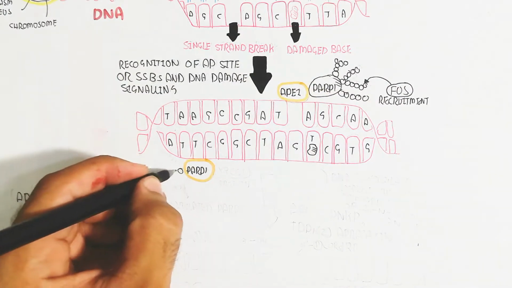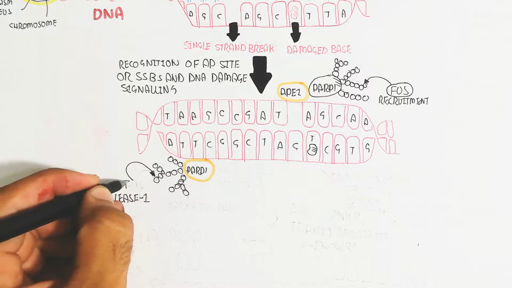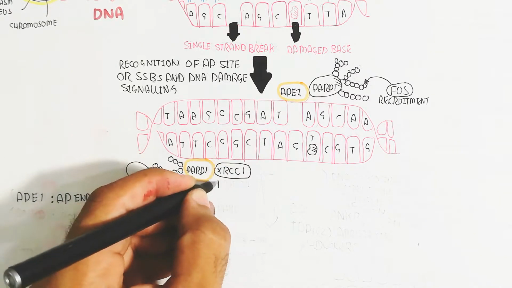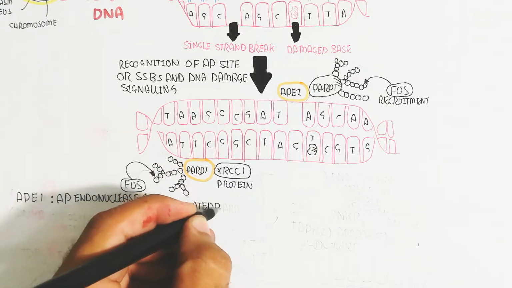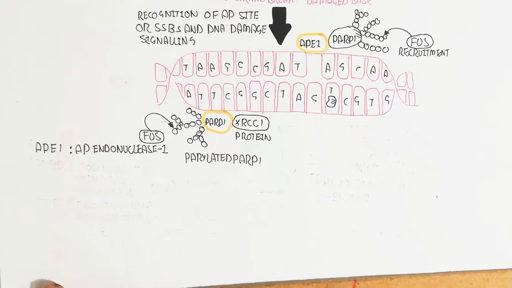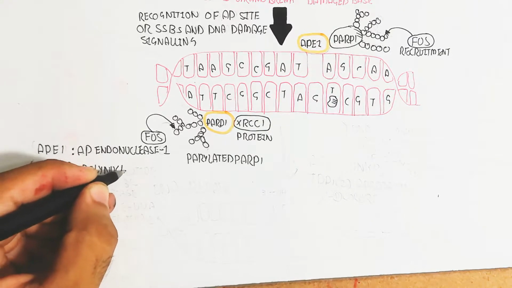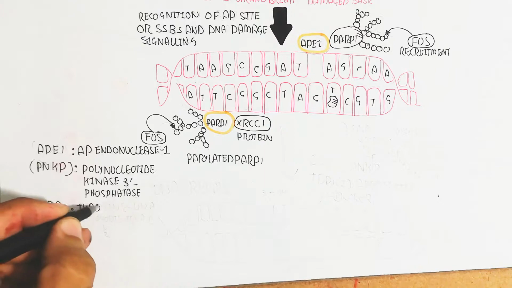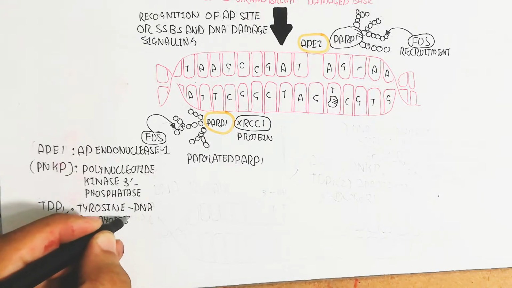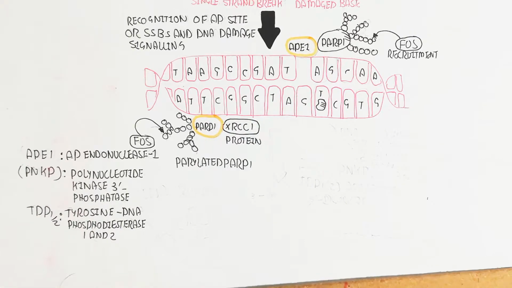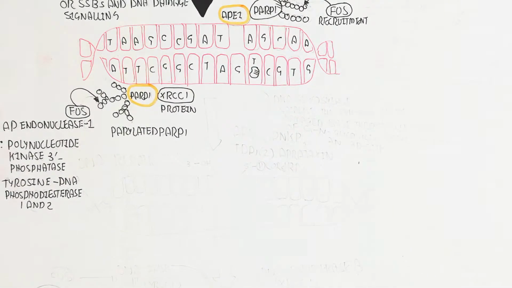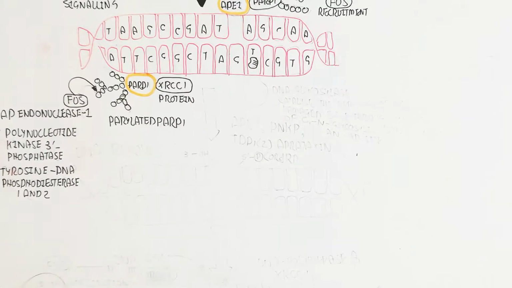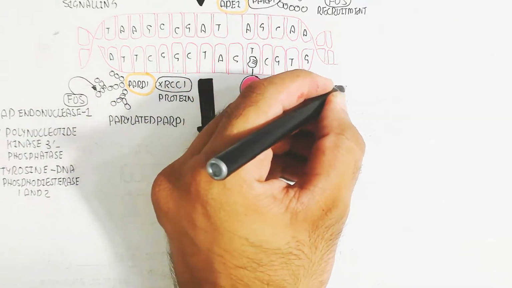And after this PARP1 is recruited and binds to the AP site, the apyrimidinic site. In this way it also recruits the XRCC1 protein, the repairing protein, and PARP1. Also PNKP, the polynucleotide kinase 3 prime phosphatase enzyme, and TDP1 and 2, the tyrosine DNA phosphodiesterase 1 and 2.